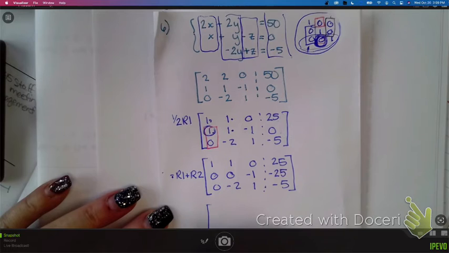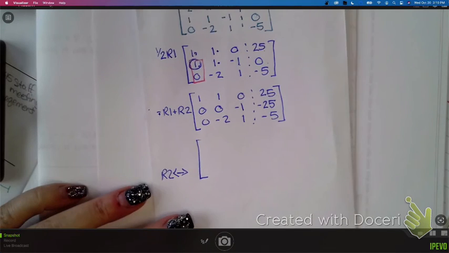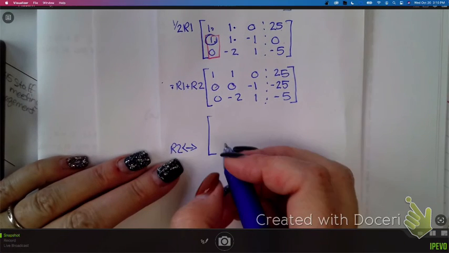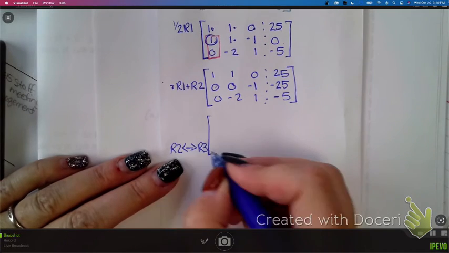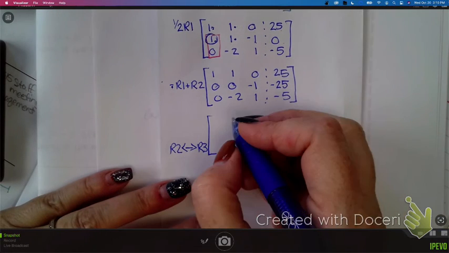So how we do that, watch how we do that. We write R2 and then a double arrow, R3. Make sense? And it doesn't matter if you do it on R2 or on R3. Doesn't matter. So then did we do anything to row 1? No. Nope.